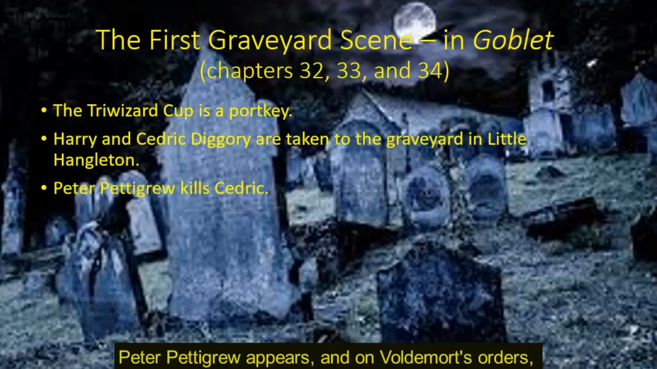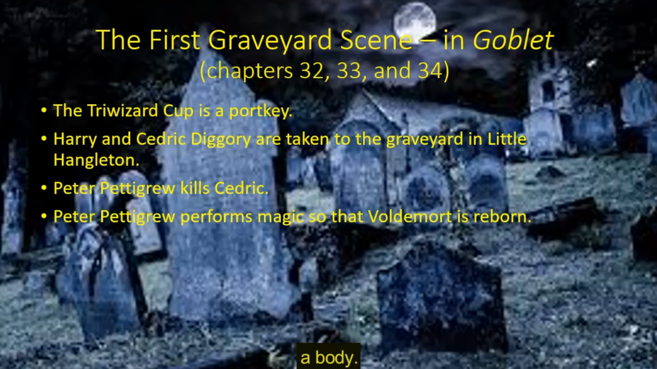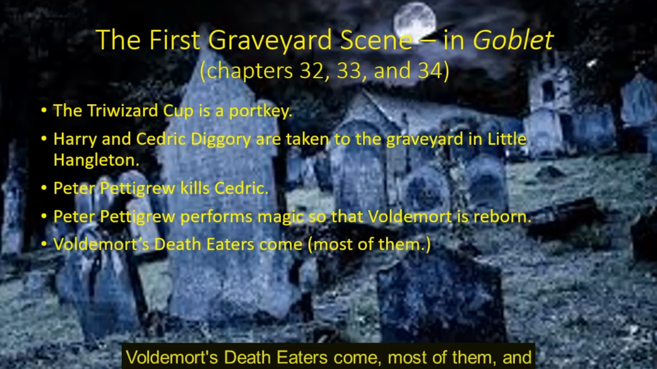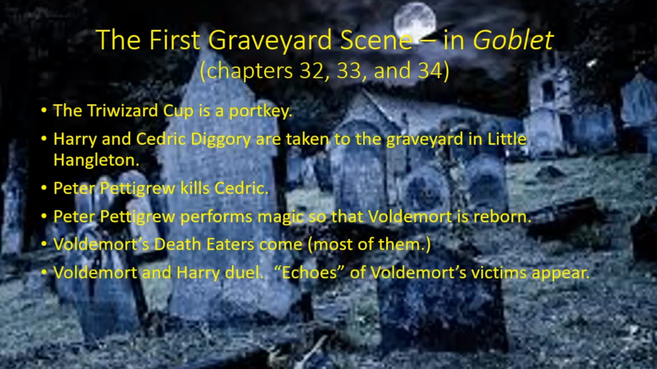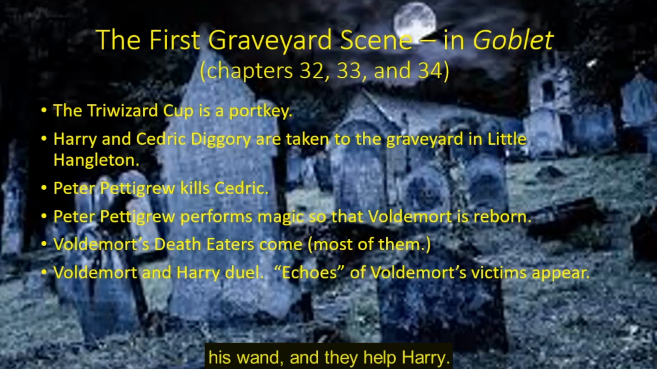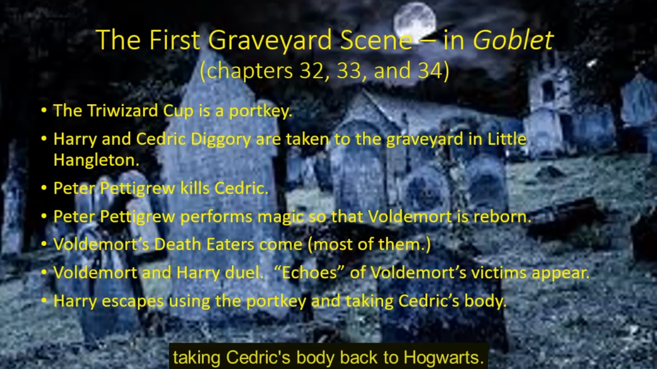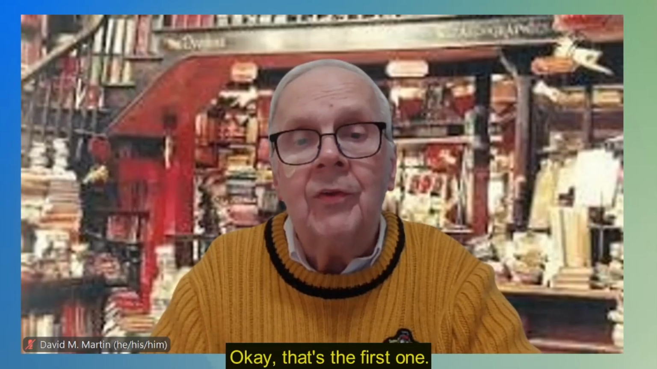Peter Pettigrew appears and on Voldemort's orders kills Cedric. Peter Pettigrew performs magic, kind of the Black Mass, so that Voldemort is reborn into a body. Voldemort's Death Eaters come, most of them, and he talks to them. Voldemort and Harry duel. Echoes of Voldemort's previous victims come out of his wand, and they help Harry. Harry manages to escape using the portkey and taking Cedric's body back to Hogwarts. Okay, that's the first one.